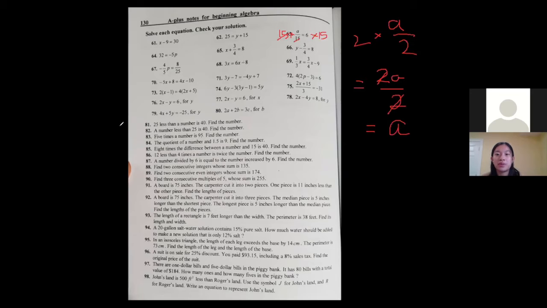And you know this is true because if you multiply 2 back, a times 2 equals 2a. Does that make more sense?